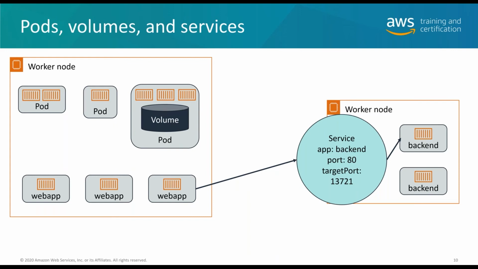So what ends up happening is that with port 80 taking traffic on the system, 13.721 is actually on the back end listening. And so the web app is actually talking to this virtual object called a service, and that service is redirecting traffic to the back end.